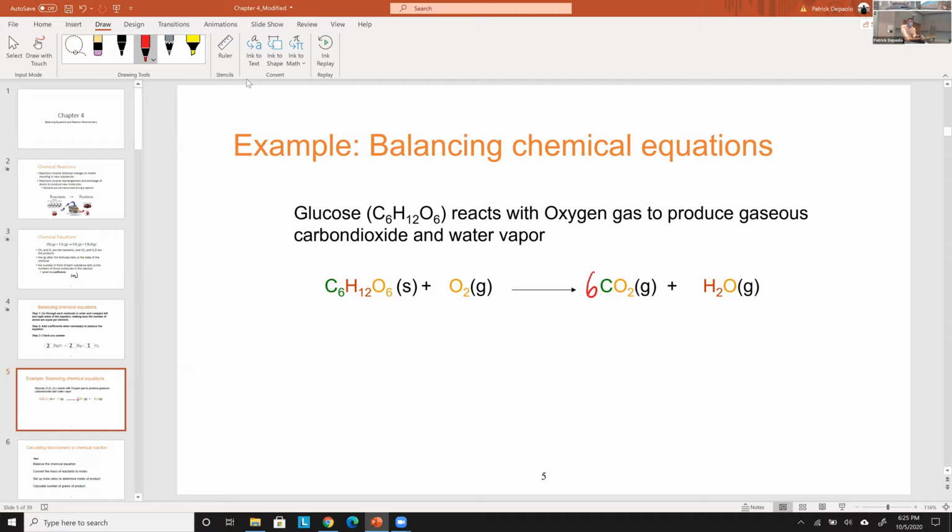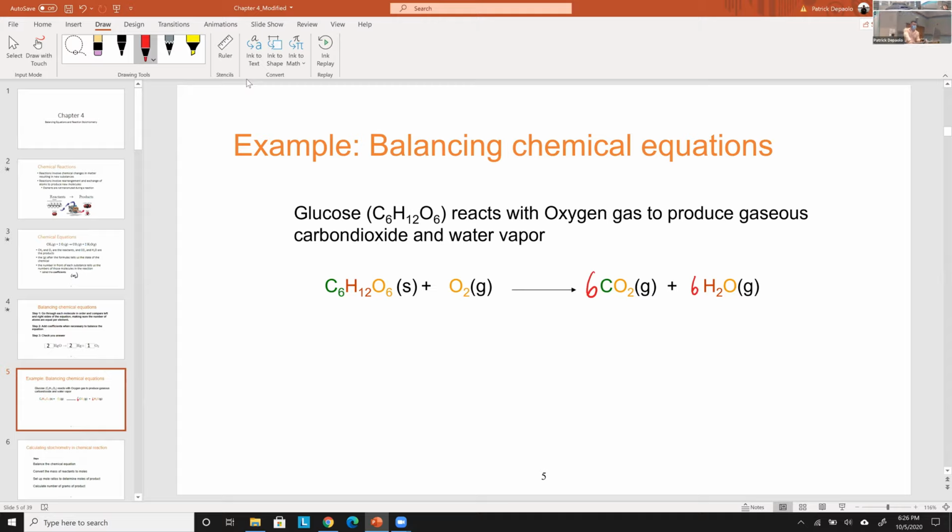Okay. So we're going to put 6. 6 times 2 is 12. So that means we have 12 hydrogens on the right, 12 hydrogens on the left. So then you see oxygen. In this case, it's where it gets weird. So you have oxygen in 2 places on the left and 2 places on the right.